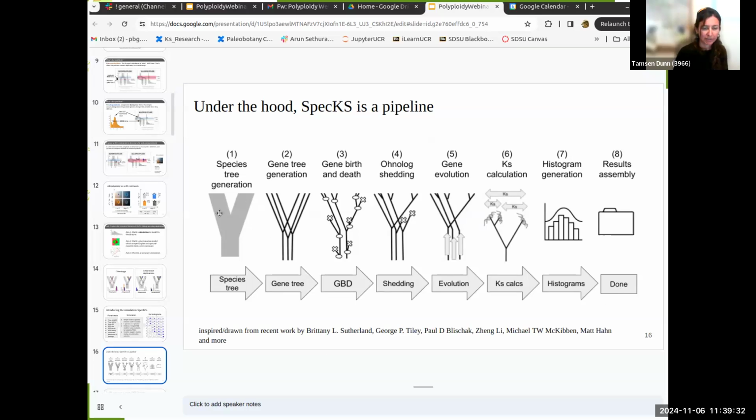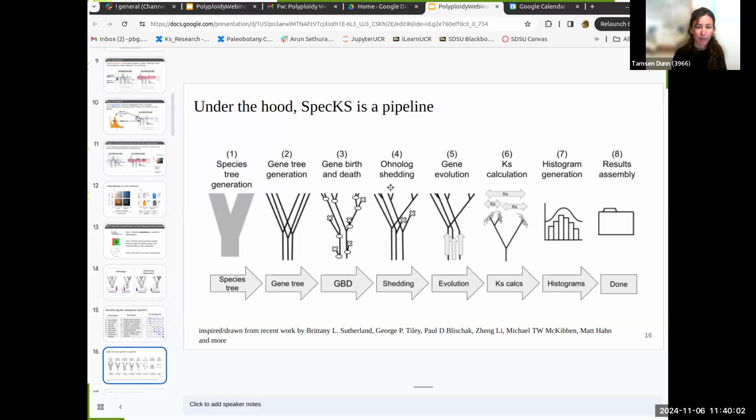So we generate a species tree, and then within that species tree, we fit gene trees. They go through a gene birth and death model so that every gene that's born has a death date immediately assigned to it based on an exponential model. Then we shed genes depending on how long the polyploid has been a polyploid for, because we don't start the clock on gene shedding until whole genome duplication.